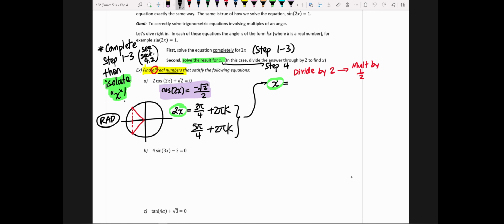So when you multiply by 1/2, you need to multiply all terms by 1/2. So 3 pi over 4 times 1/2, that's 3 pi over 8. 2 pi k times 1/2 is just pi k. Note that in your homework, instead of pi k, it may say k pi. Multiplication is commutative, so pi k is equivalent to k pi. The second line, 5 pi over 4 plus 2 pi k, when we multiply that by 1/2, we get 5 pi over 8 plus pi k. So now we found all solutions for x.